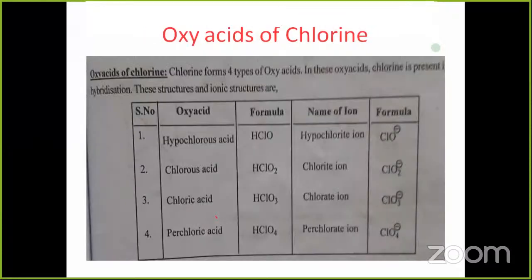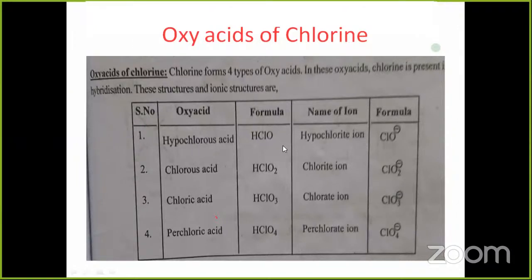Now come to oxyacids of chlorine. In our syllabus, it is chlorine. Chlorine forms 4 types of oxyacids. In all these oxyacids, chlorine exhibits sp3 hybridization. You remember, it is sp3 hybridization. The geometry is different, but the hybridization is sp3. And now the name of the anion.